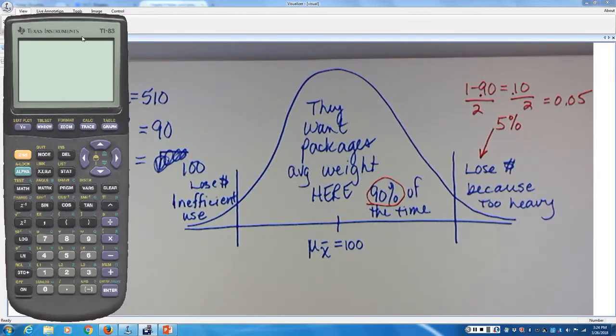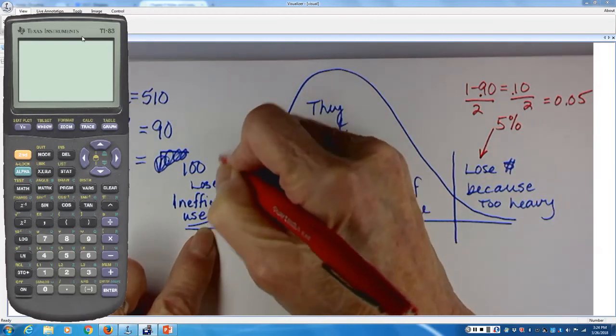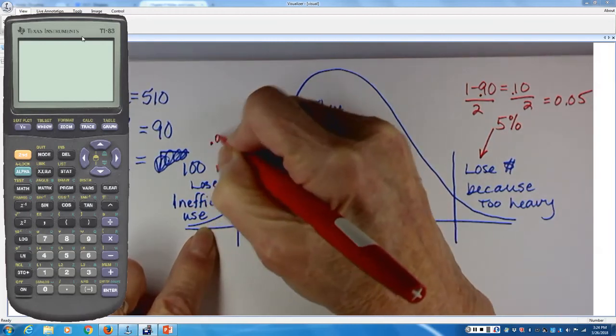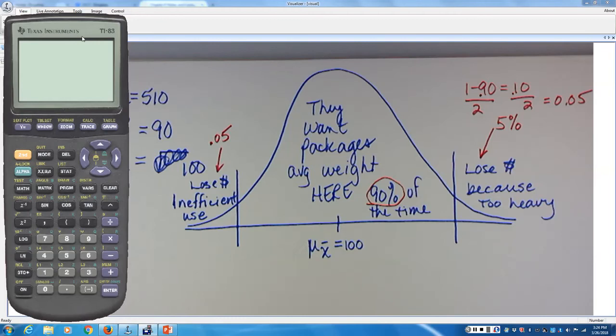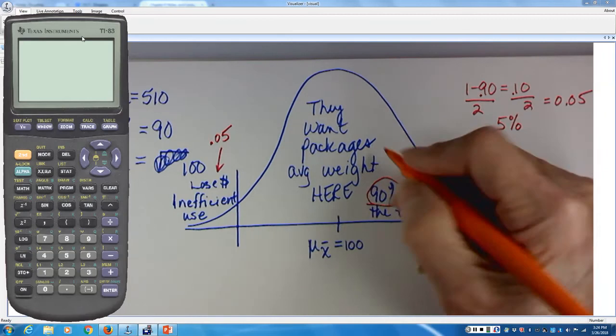So they want to keep that down to 5% of the time, but they also want to keep this down to 5% of the time. So in terms of what I was just telling you in this problem, this is your confidence level.